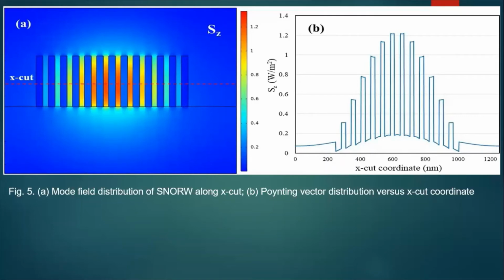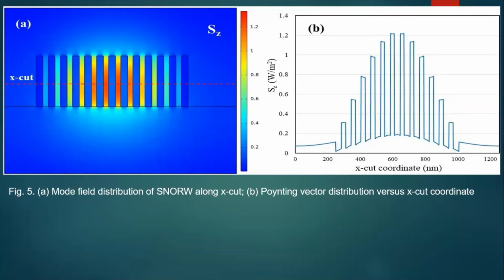The image on the left shows regions of high intensity between the silicon nanowires and regions of low intensity inside the silicon nanowires and everywhere else. This region of high intensity between the silicon nanowires indicates that the power is flowing through the gaps, which is something characteristic of a slot waveguide, which it sort of looks like.